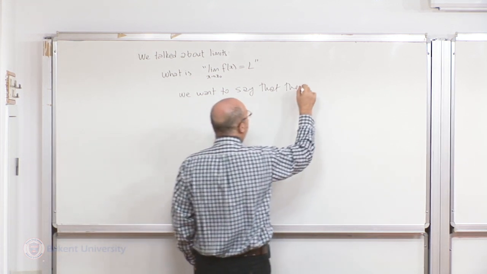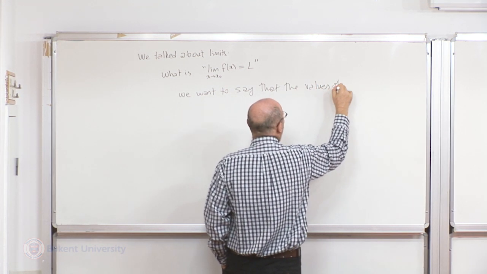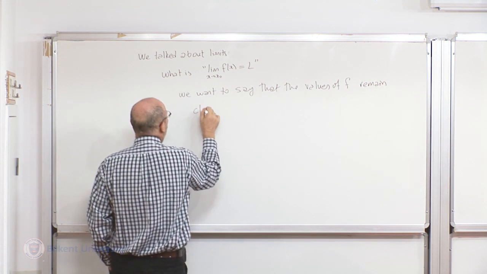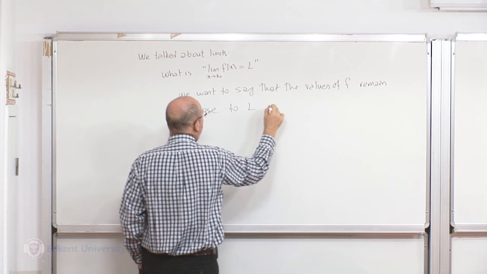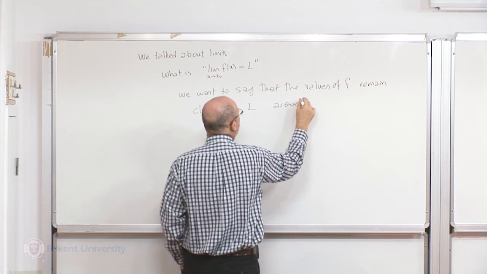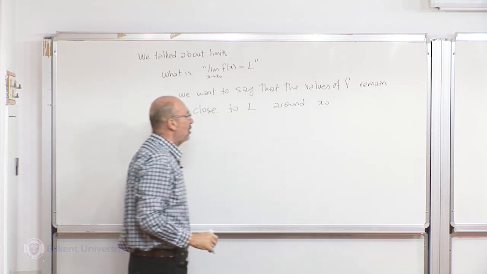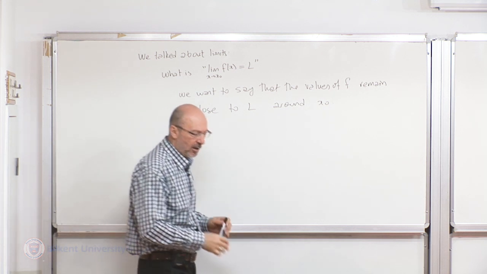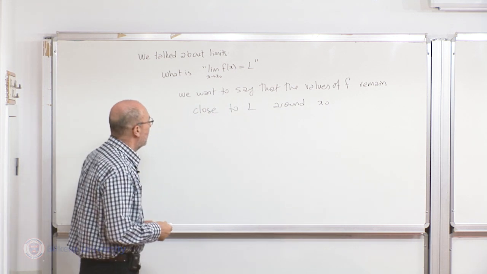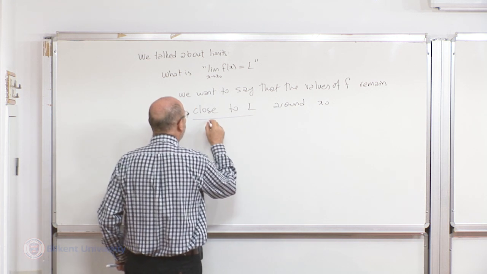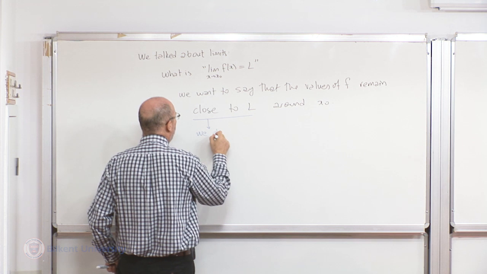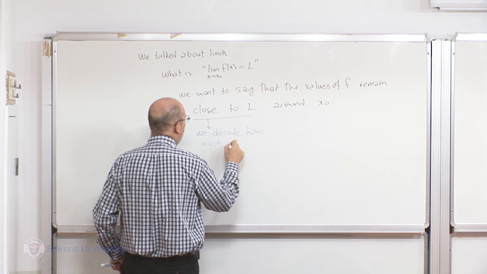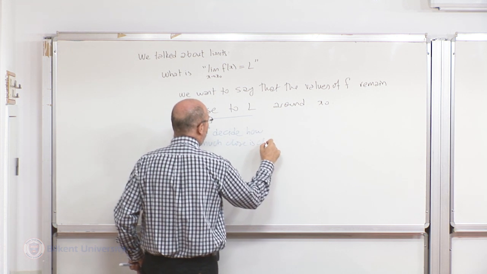We want to say that the values of f remain close to L around x sub 0. Okay, so you see there are two vague expressions here, close to L and around x sub 0. Okay, so close to L means that we decide how much close is close enough.